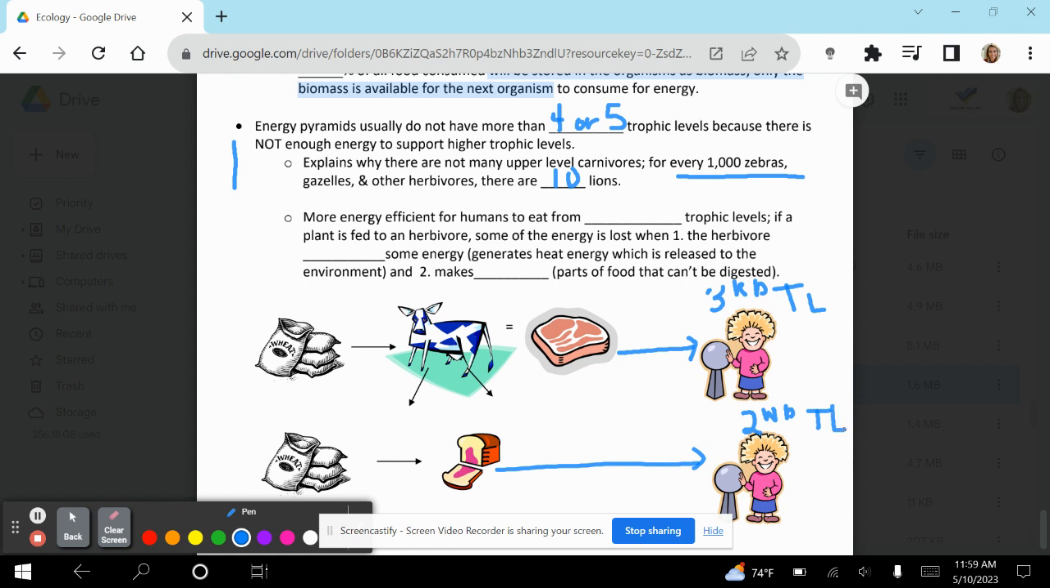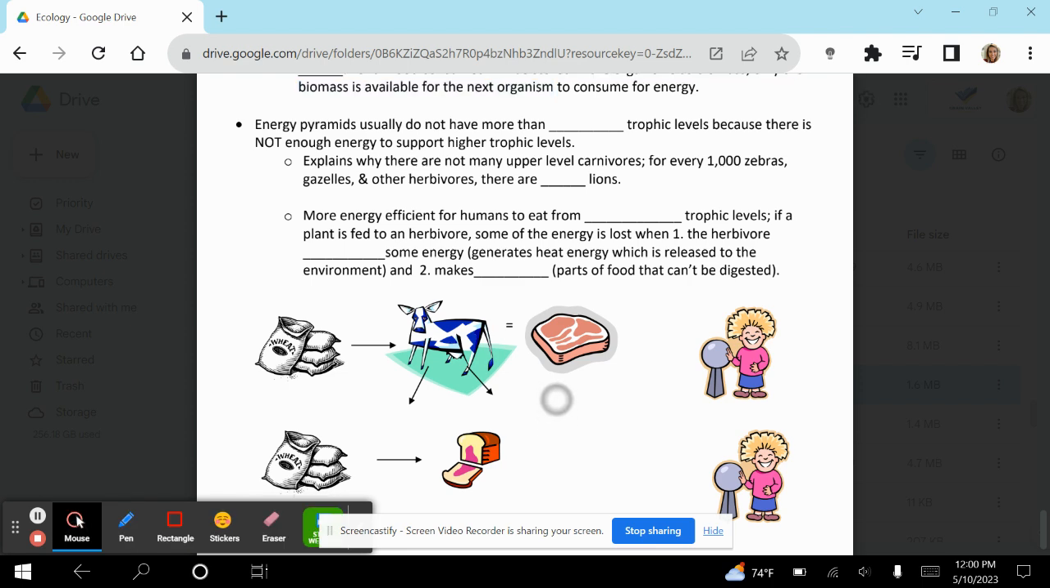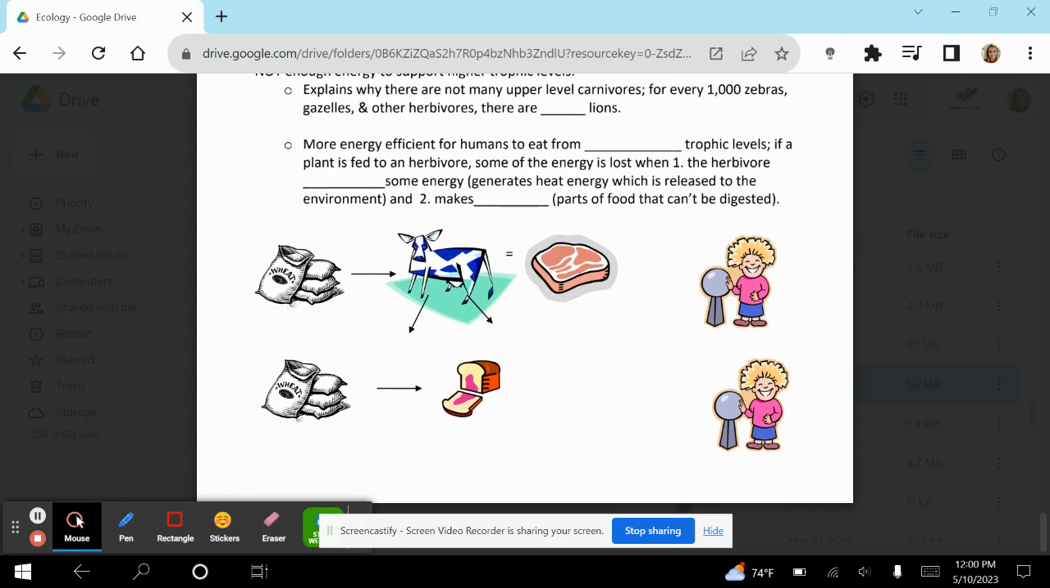So what is more efficient? How could we support more people on this planet? Should we be eating on the third trophic level or the second trophic level? Now, to put this in perspective, imagine if I sent you to a village and you needed to educate the villagers because they didn't know how to produce a lot of food. And so a lot of people in their village were starving.